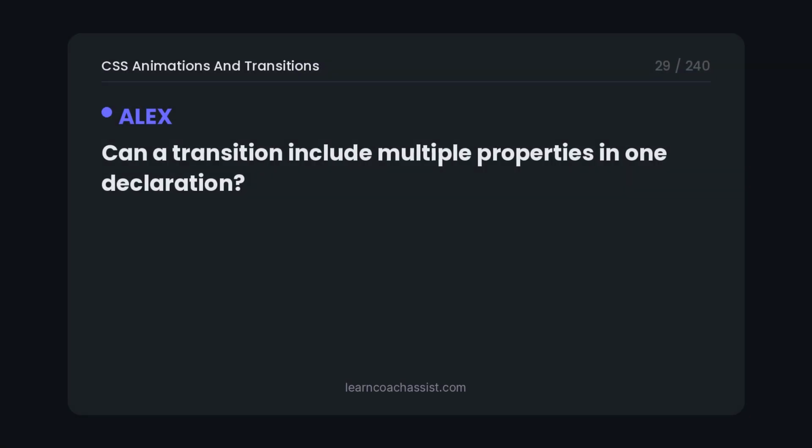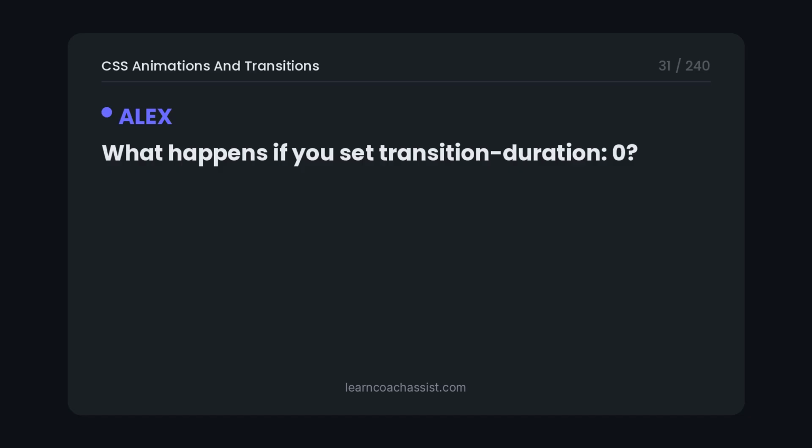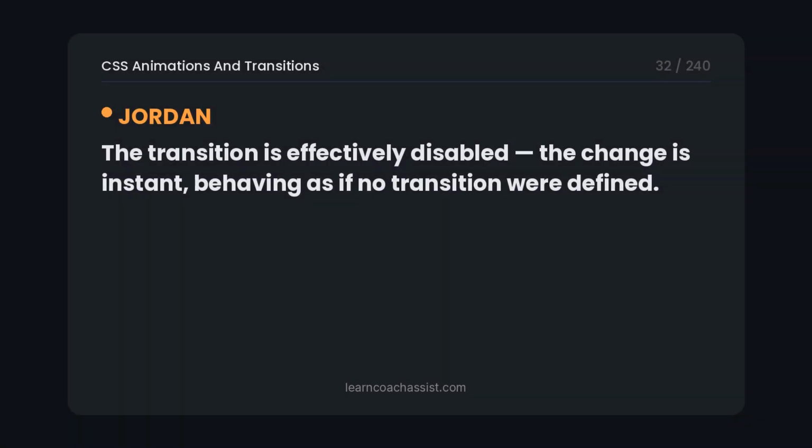Can a transition include multiple properties in one declaration? Yes. transition: opacity 200ms, transform 300ms ease-out sets separate durations and easings for each property. What happens if you set transition-duration to 0? The transition is effectively disabled, the change is instant, behaving as if no transition were defined.